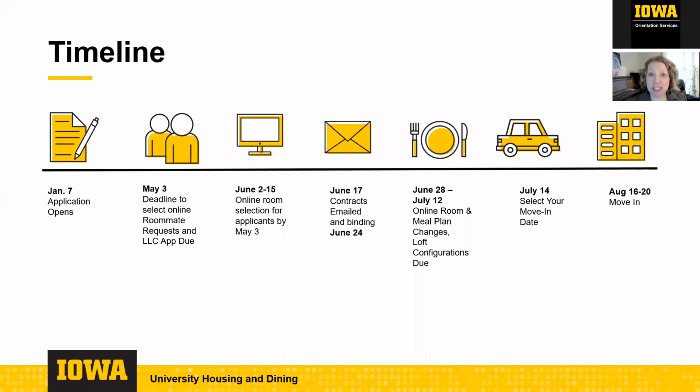On July 14th, starting then is when you'll be able to log in and select your specific move-in date and time. And then you will move in just a month later, August 16th through 20th. And we will have additional presentations that will talk about the logistics of living on campus, what to expect this fall, and just how move-in is going to go. But tonight, everything we're going to talk about is selecting your room.